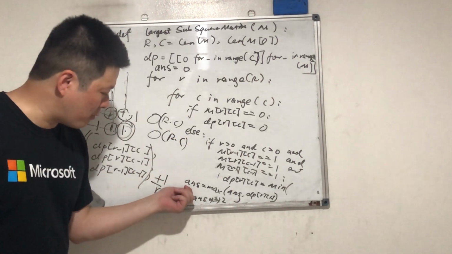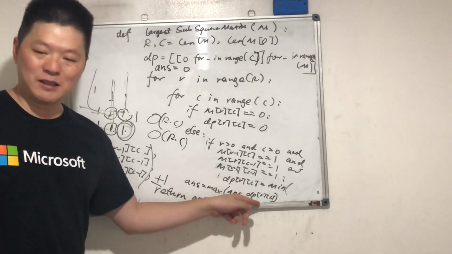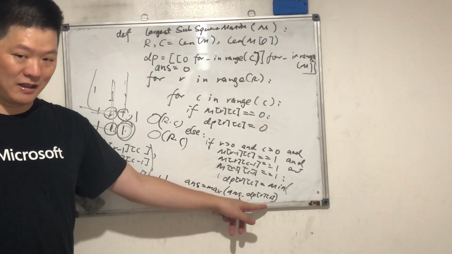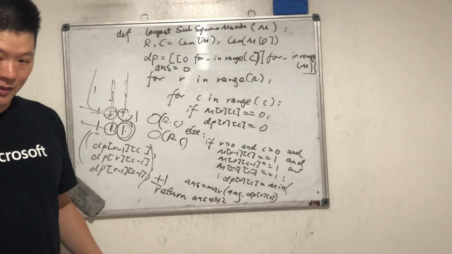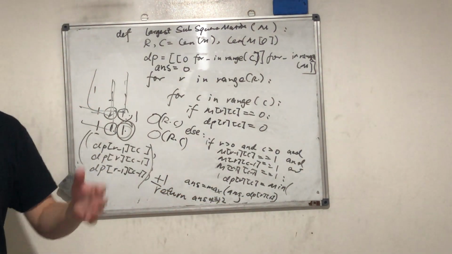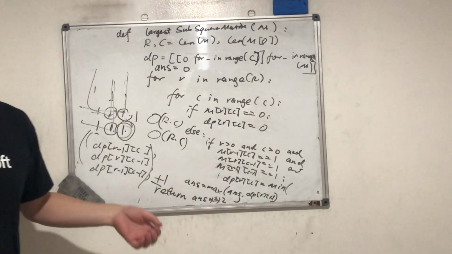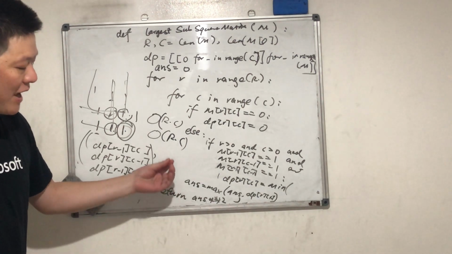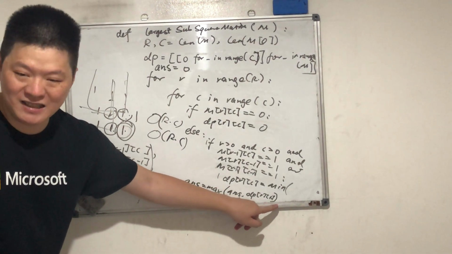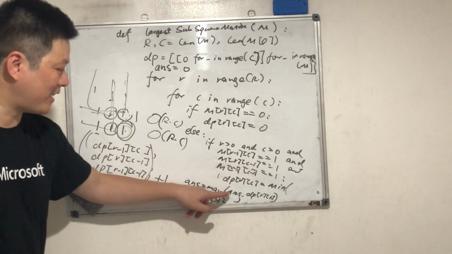Okay, can you explain to me why we put answer equals max of answer and DP[R][C]? What does this do? Because we need to find the biggest square. The biggest square could be ending at each RC location, yeah? Ending at each location, right?